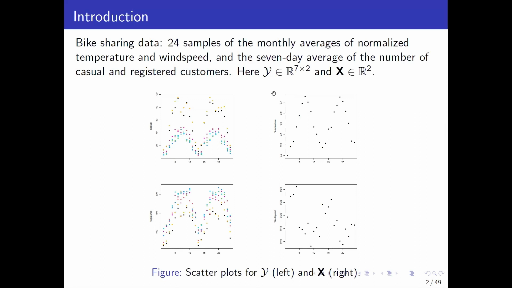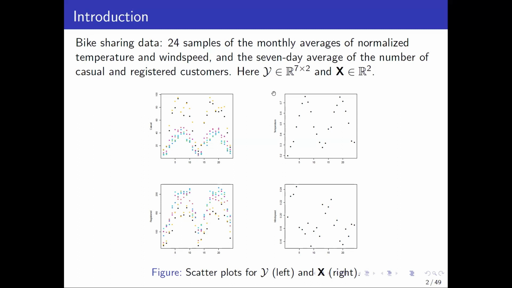This is bike sharing data, and it has 7-day averages of the number of casual and registered customers. Along with this, it also contains some weather information. In order to maintain an efficient bike sharing system, it is quite important to generate an accurate prediction on the demand. The demand is the average number of casual and registered customers, which is a 7x2 matrix. So our response is a 7x2 matrix, which is a special form of a tensor. And I have the weather information, which will be used as a predictor: temperature and wind speed. So my predictor is in vector form, which is two-dimensional.